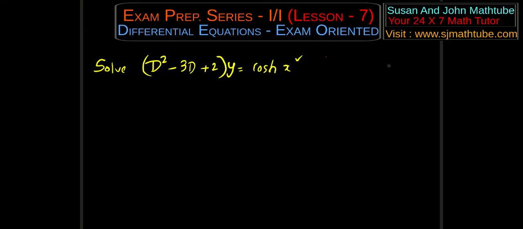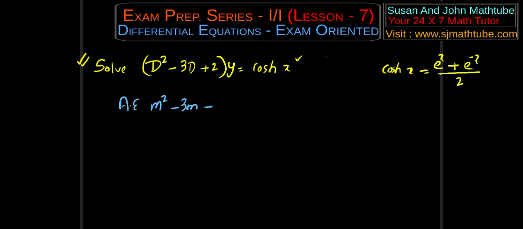Anyway, in class 12, you have learned that cos hyperbolic x, or our cosh x, is e to the power x plus e to the power minus x, the whole divided by 2. So, this is actually type 1. I'll repeat, this is actually type 1. So, let's start. The auxiliary equation is m square minus 3m plus 2 is equal to 0, and that implies m is equal to 1, 2.